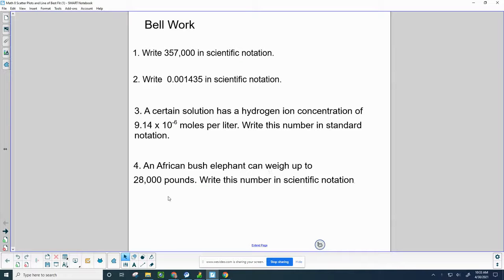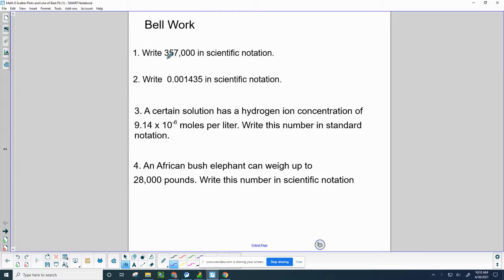All right, let's get started with today's lesson. And this is one of my favorite lessons because it kind of brings together a lot of the things that we've learned this year. So first of all, let's take a look at a couple of review questions so we can get ready for the RISE test.